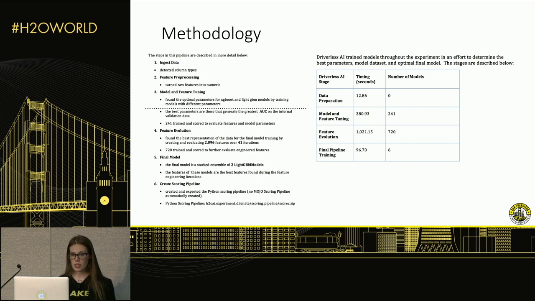Then there's the feature evolution stage. In this section, it built, as we discussed, 2,096 features over 41 iterations. So it did build a lot of features. I only gave it 4 original features, and it built 2,096 features from that. And it tells me a little bit about my final model, which is 2 LightGBM models. And here I have this table, which just tells me how long each basic step took and how many models were built for each step. So you can get an idea of the scope of what Driverless AI is doing.